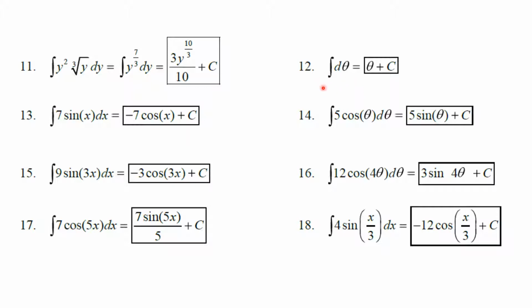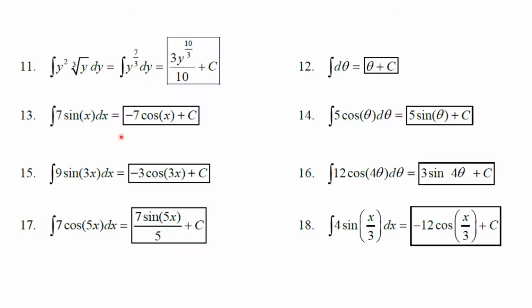For number 12, integrate d theta. This is as if it is integration of 1 d theta. So when you integrate 1, you will actually get theta because the unknown here is with respect to theta. So it's the same if you integrate dx, you will get x. So when you integrate d theta, it is as if you integrate 1 d theta, which will result in theta plus c, of course, because this is an indefinite integral.